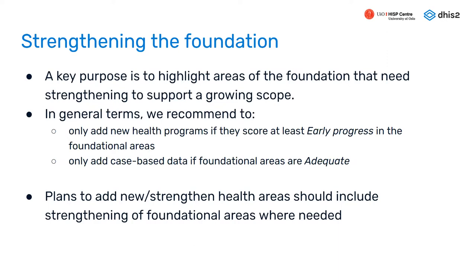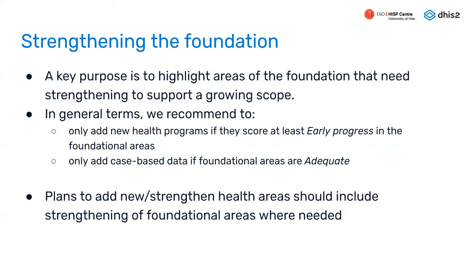So very generally, looking at the scoring on the foundational areas, the thinking is that if you're not at least in the orange category, you shouldn't be adding more aggregate interventions. And before you add more tracker data, you should be on the light green as a minimum. That's, of course, a simplification, but that's the general idea. It's of course very hard to say in practice.